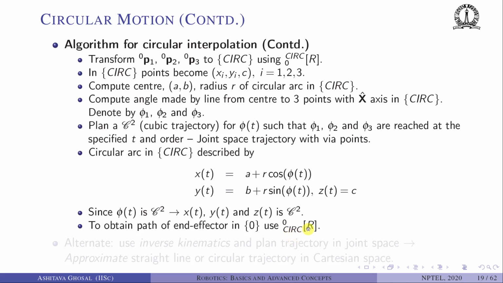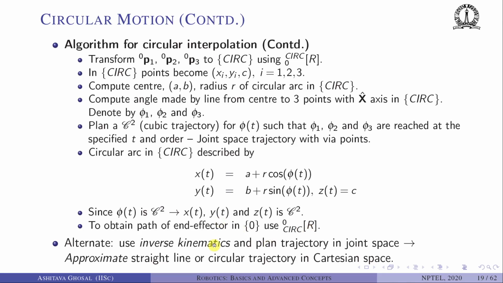Okay, so what have we done? Basically, we have taken these 3 points, found the equation of the center of the circular arc in some plane, then planned a trajectory in that plane, and then converted it back to the zeroth coordinate system.